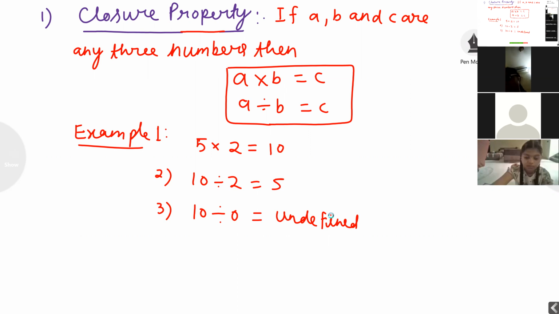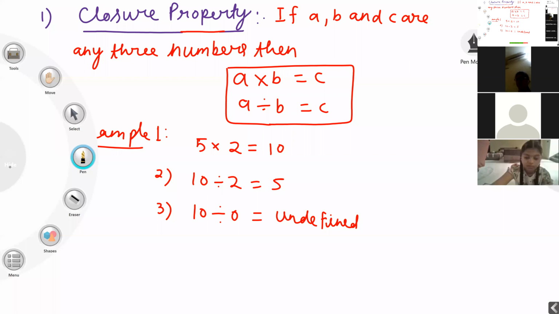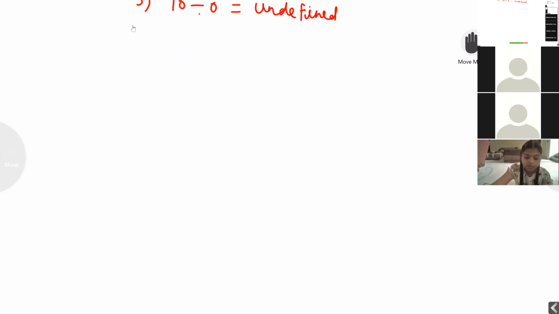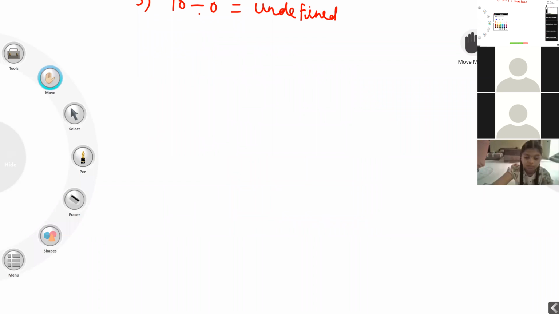Next, second property, commutative property. Students, here we are learning multiplication and division operation. Previously, we have learned addition and subtraction operation. Don't think why I am teaching two times. That is the property of addition and subtraction, and this is the property of multiplication and division.